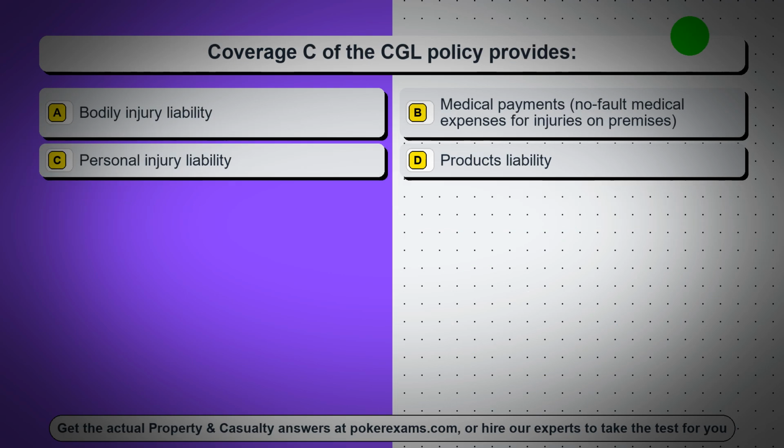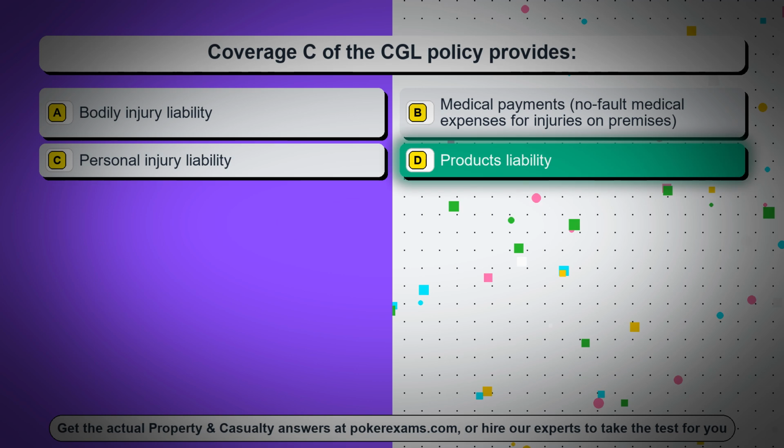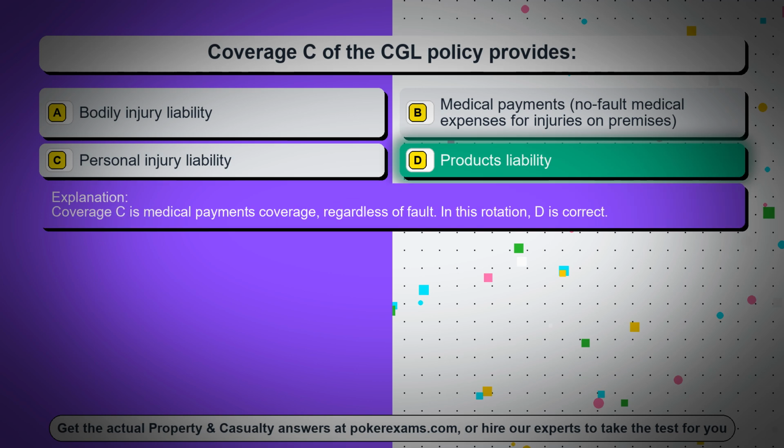Question 16. Coverage C of the CGL policy provides. Option A, bodily injury liability. Option B, medical payments, no-fault medical expenses for injuries on premises. Option C, personal injury liability. Option D, products liability. The correct answer is option D, products liability. Coverage C is medical payments coverage, regardless of fault. In this rotation, D is correct.